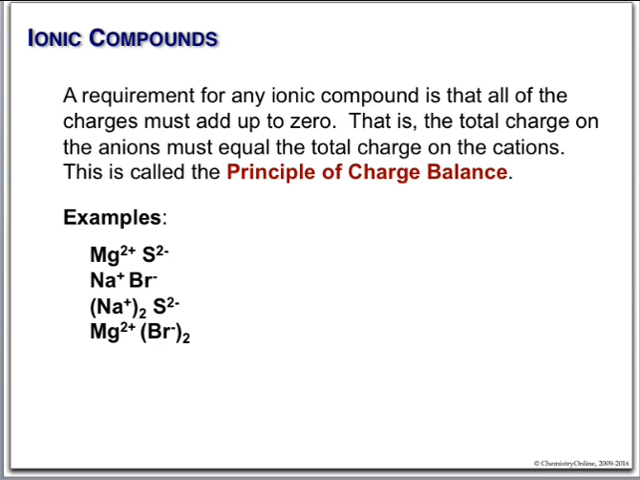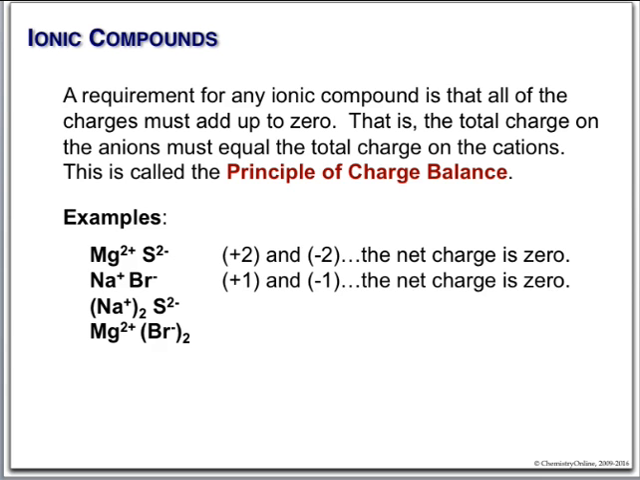If we had an ionic compound made up of magnesium and sulfur, we would look at our periodic table. Magnesium is group 2, so it's a +2 ion. Sulfur is over here in group 6. It's going to pick up 2 electrons and be a -2. The compound made from these two would have a +2 and a -2, and the net charge would be 0. Sodium and bromine, same thing. Sodium is in group 1, so that's a +1. Bromine is in group 7, that's a -1. They go together 1 by 1, so our compound has a net charge of 0.